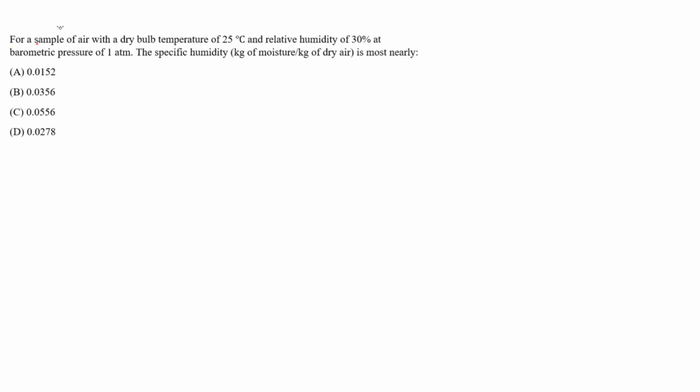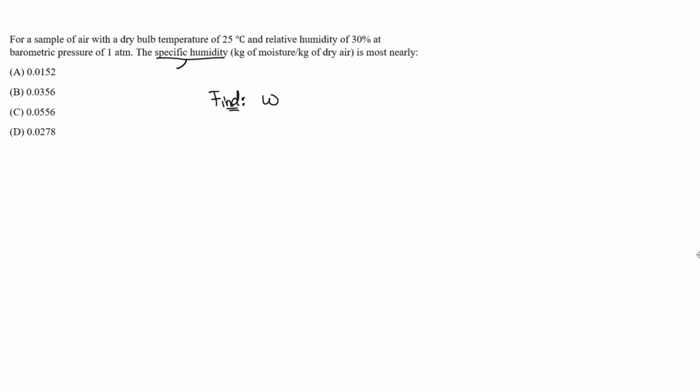So we're told here, for a sample of air with a dry bulb temperature of 25 degrees Fahrenheit and a relative humidity of 30% at a barometric pressure of 1 atm, the specific humidity in kilograms of moisture per kilogram of dry air is most nearly what? So we're finding the specific humidity. So the specific humidity is what we are trying to find, and this will be denoted as our omega.